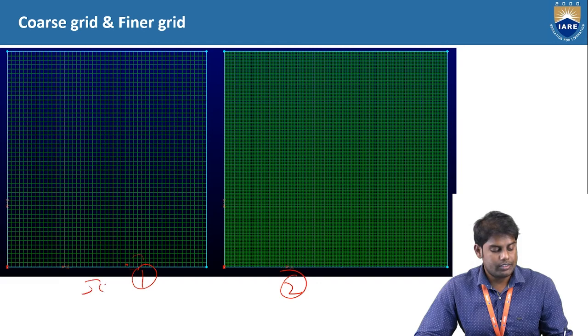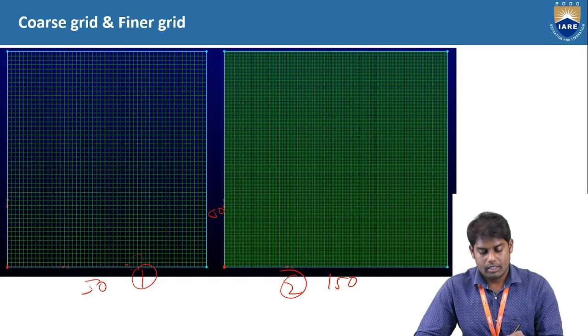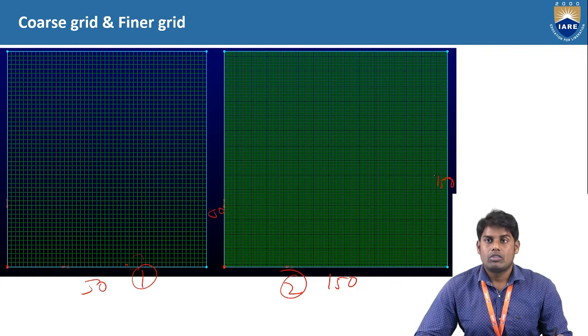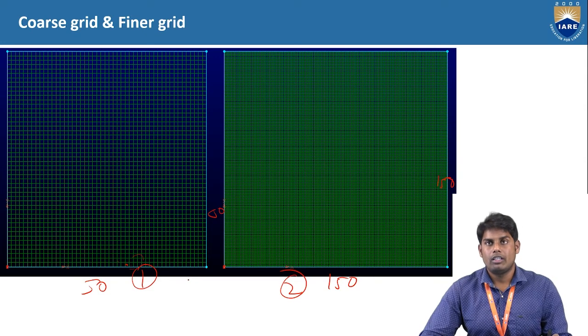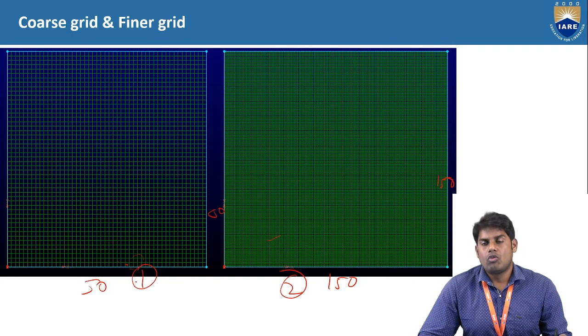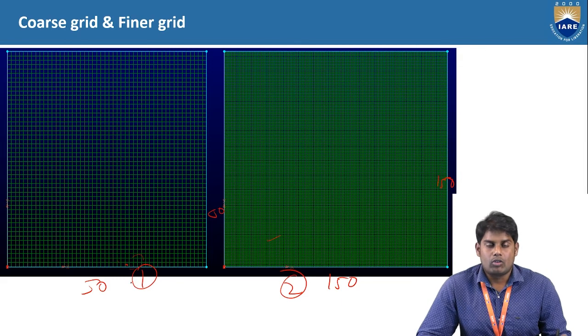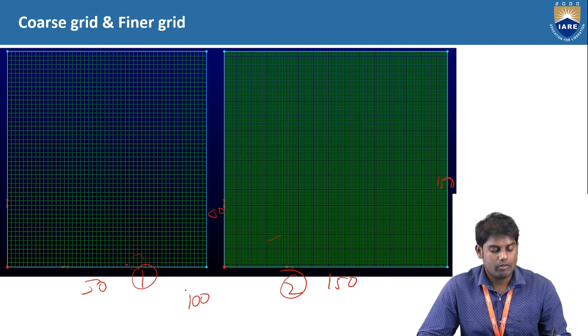Let's say this is 50 points, 50 points. Okay, but here let's say this is 150 points and 150 points. So if you are using more grid points on the domain, then it is called a finer grid. And if you are using fewer grid points, then it's called a coarser grid. So you may get a doubt, why should we vary this number of grid points? Let's say what happens if you use 100 grid points.